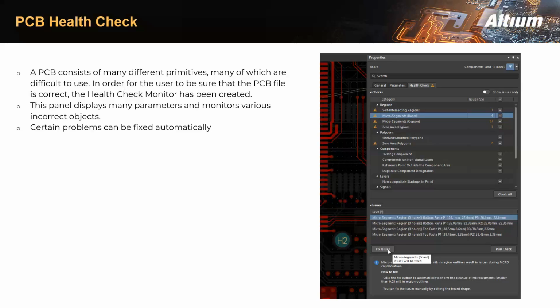The process of fixing violations is pretty straightforward. Each violation entry also doubles as a link, zooming in and highlighting the error on the board, which makes the error easy to find and fix. And for certain violation types, Altium is able to fix this automatically.